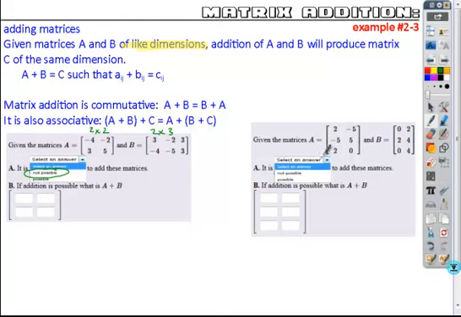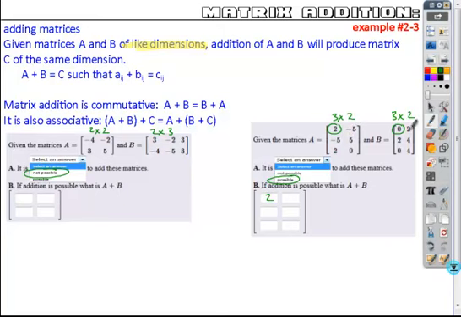If it is possible, like you see here, we have 3 rows and 2 columns, 3 rows and 2 columns. If we have the exact same dimensions, then yes, it is possible to add them. And the way that you add the entries in a matrix is you combine their corresponding locations. So entry 1,1 and entry 1,1 are combined to get your new value. So this value right here would be 2 plus 0, so this is 2.